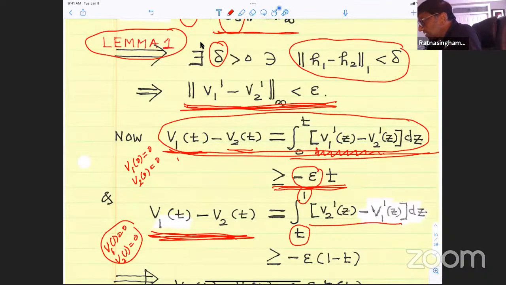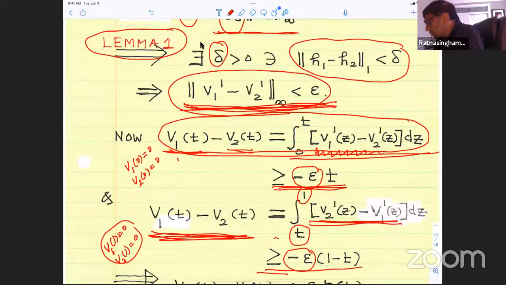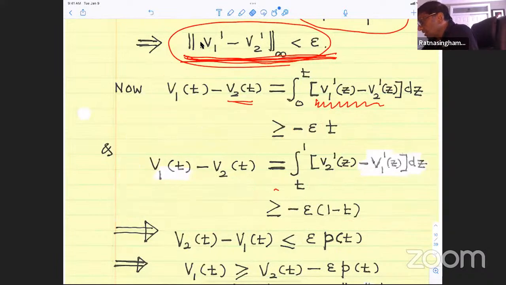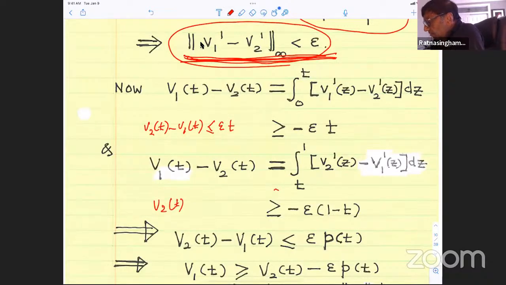But again, since this estimate is there on the sup norm between v1 prime and v2 prime, this part I can bound by minus epsilon from below. So this integral is also greater or equal to minus epsilon times 1 minus t. Of course, if I just look at these inequalities the other way around, v2 of t minus v1 of t will be less than or equal to epsilon times t. And similarly, v2 of t minus v1 of t would be less than or equal to epsilon times 1 minus t, just multiplying by a minus sign.